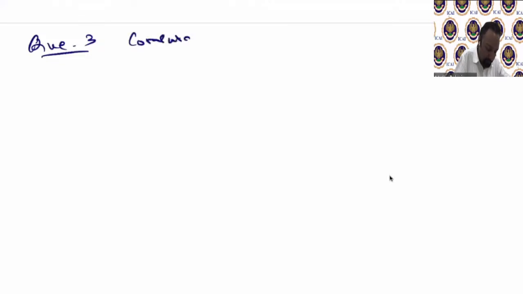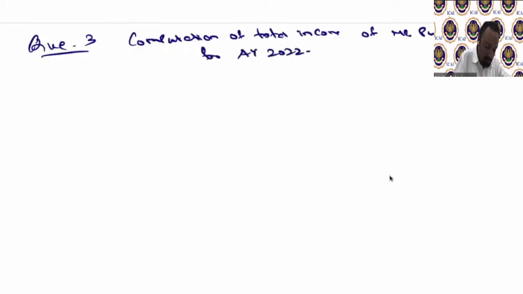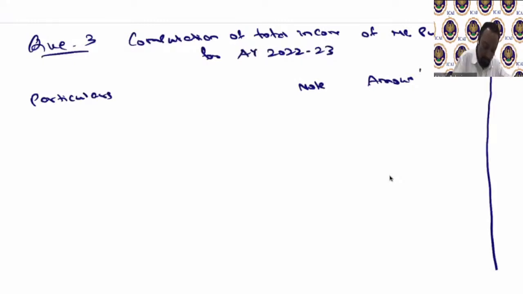computation of total income of Miss Purvi for assessment year 2022-23, right? So now I have particulars, then I'll have an amount column, I'll have another amount column, just for understanding. I'll have a note reference, okay? So these will be my relevant columns.